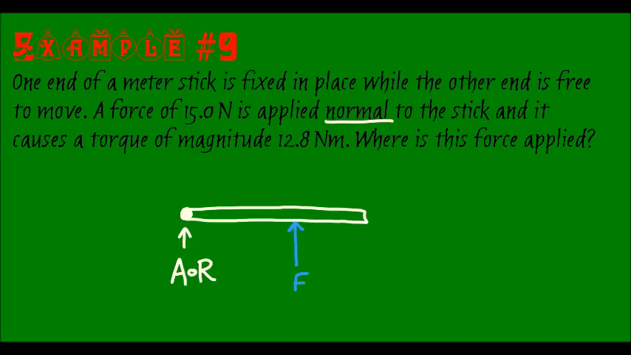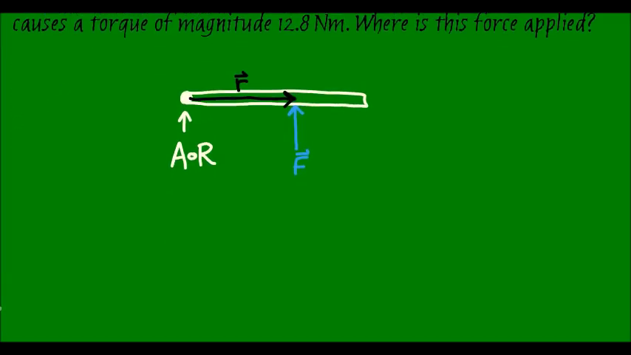One other thing that I'll add to my diagram is the radius vector. The radius vector starts on the axis of rotation and points to where that force is applied. So here's my diagram, and now that I have my diagram complete, let's look at the equation. The equation tells me that the magnitude of torque is the magnitude of force times the magnitude of the radius times the sine of the angle between the radius and force vector.